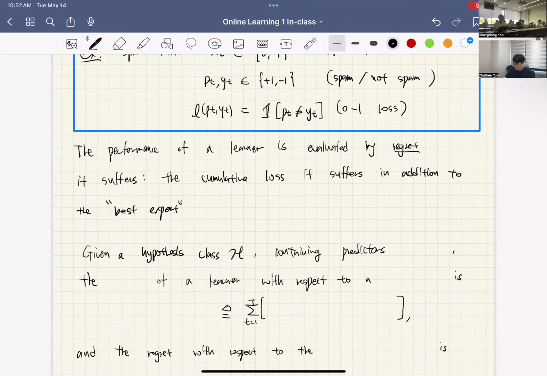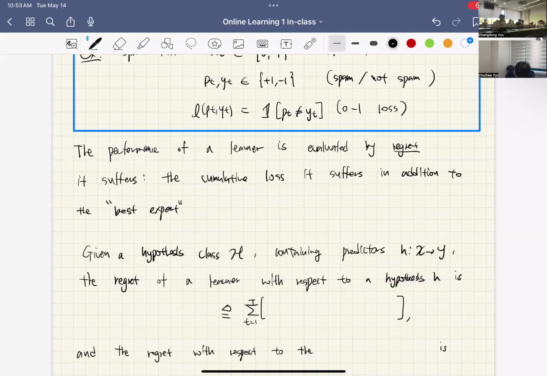So you're given a hypothesis class, and this hypothesis class is a collection of predictors. It's a collection of functions called the predictors H, which maps X into Y. So H itself is the function that makes a prediction given input, right? Given an input, it makes a prediction about the label. And so the regret, which is a relative measure of a learner with respect to a predictor or hypothesis H, is given as the difference between the cumulative loss of the learner and the reference hypothesis H.